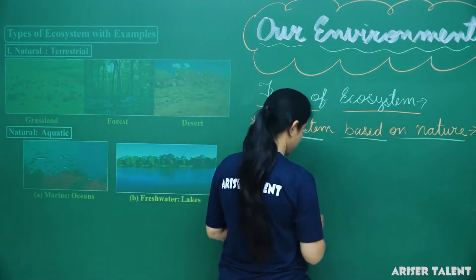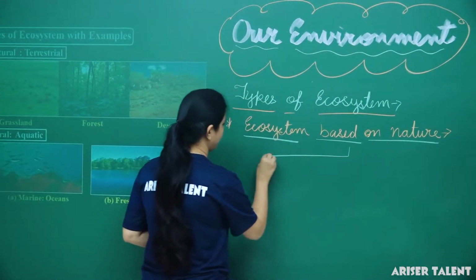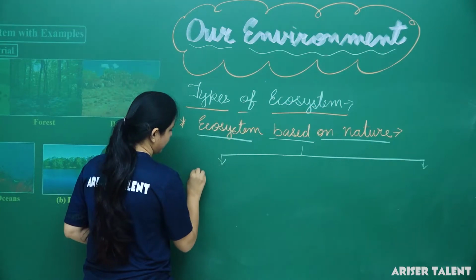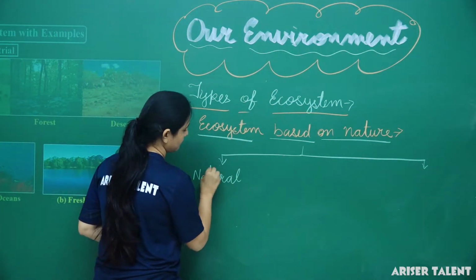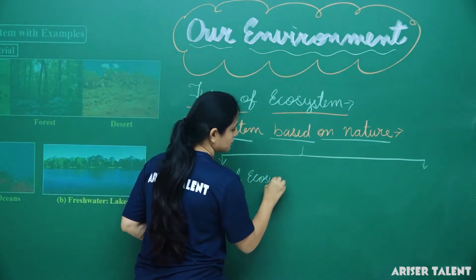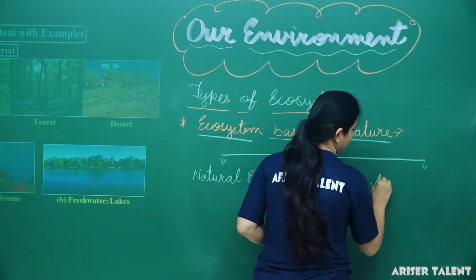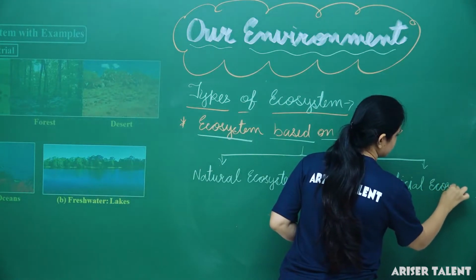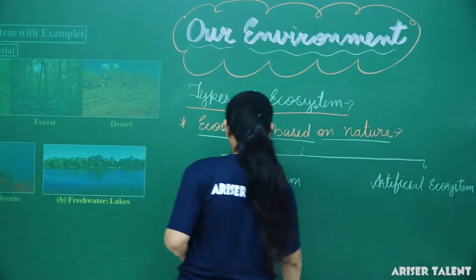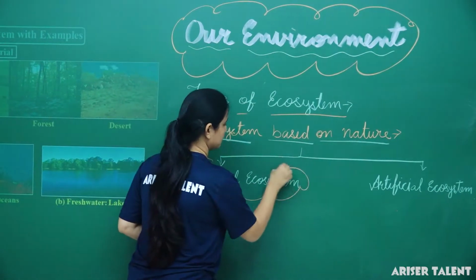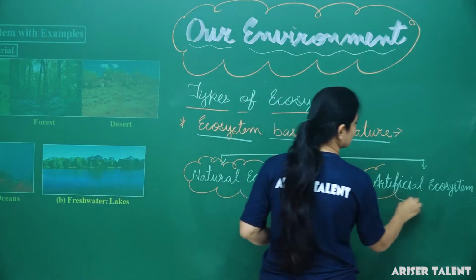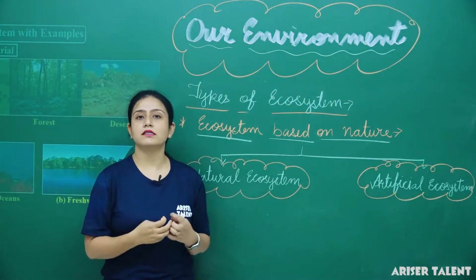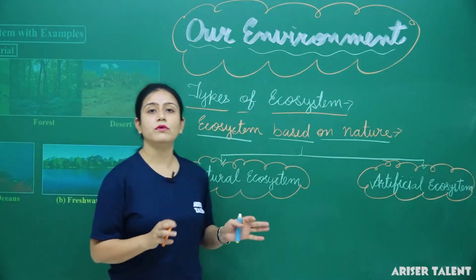So on the basis of nature, we can say that the ecosystem is of two types. What is that? Natural ecosystem and artificial ecosystem. Natural ecosystem means it occurs in the nature itself. Okay, there is no human interference in it.